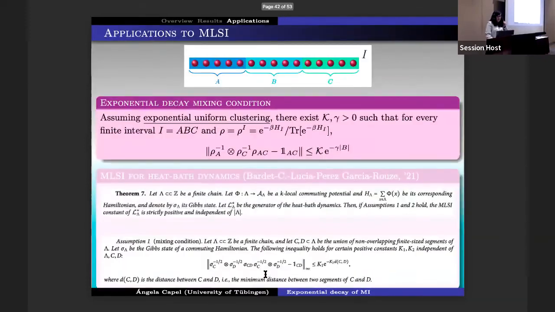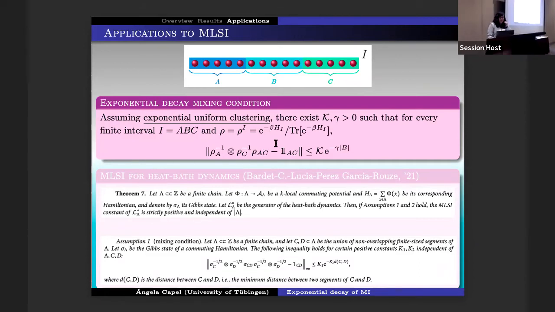And I'm going to finish by mentioning a couple of applications that we found of these results, because we find the results interesting per se, but it's even more interesting that we have a couple of nice applications of the main two results of the paper. The first one of them has to do with this exponential decay of the mixing condition I was mentioning, which in particular implies the exponential decay of the mutual information.